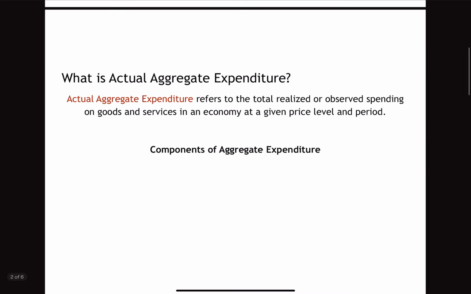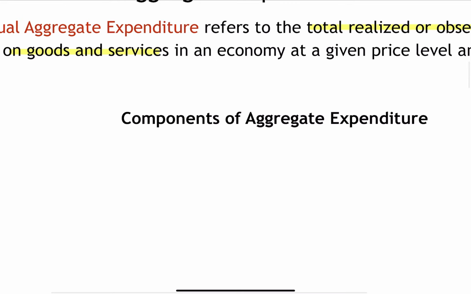To start it off, what is actual aggregate expenditure? Actual aggregate expenditure refers to the total realized or observed spending on goods and services in an economy at a given price level and period. So what are the components? The components are Y, which is GDP, equals C plus I plus G plus NX.